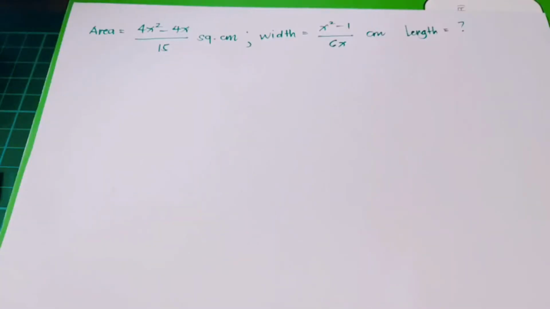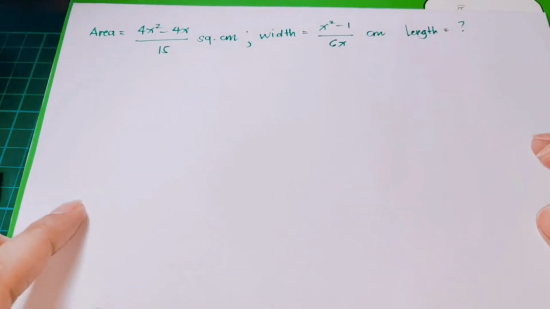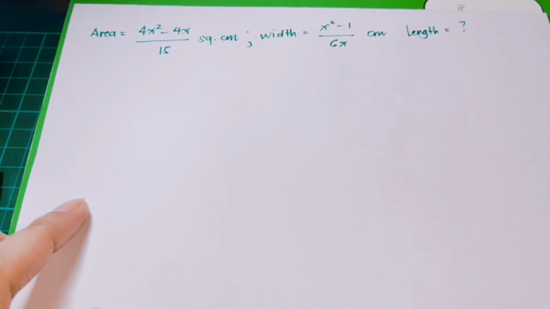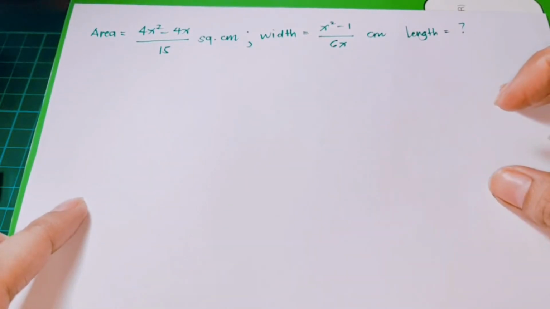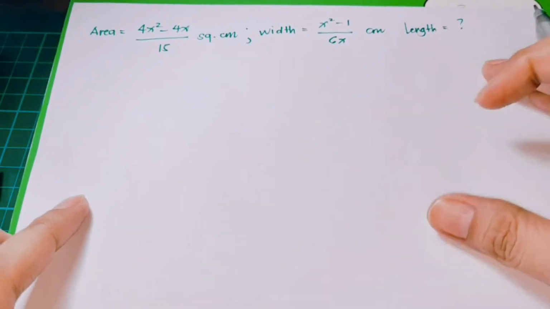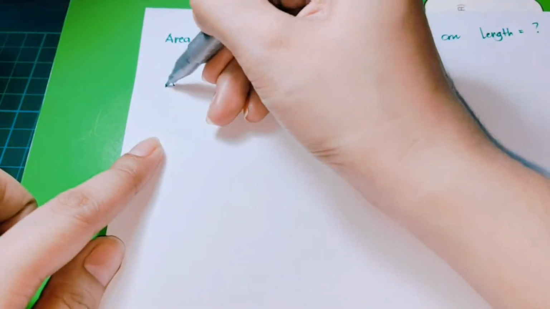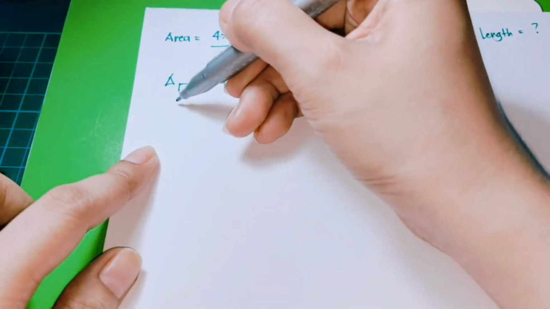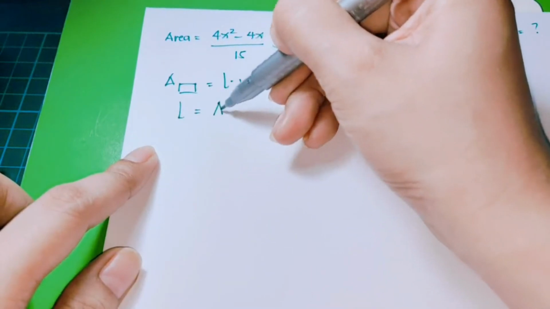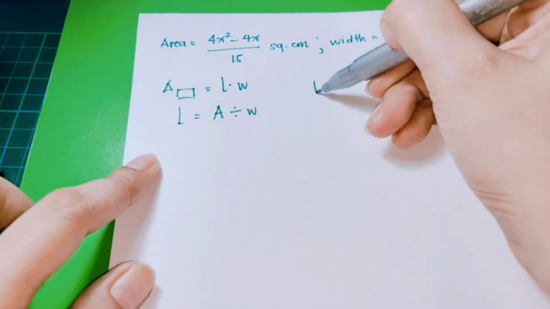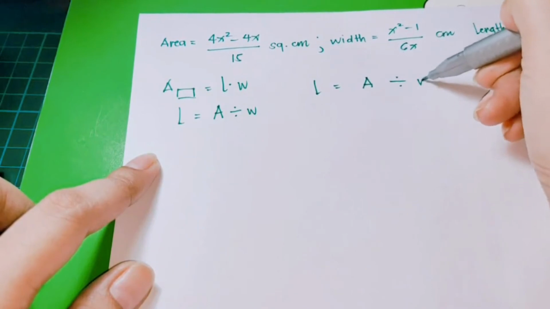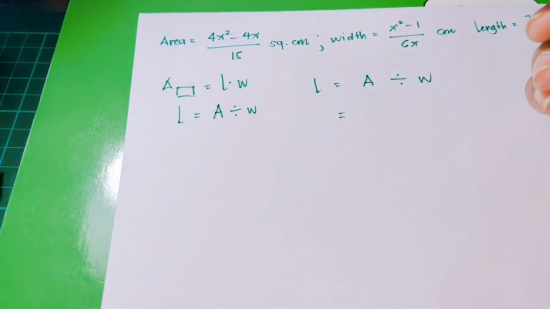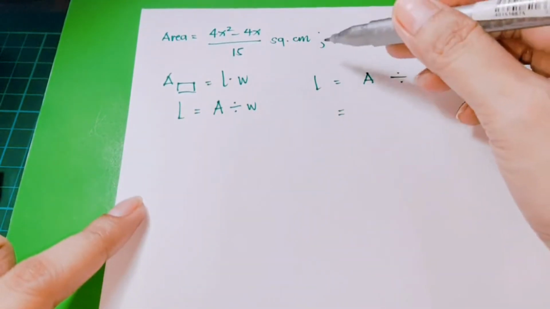So, according to the given, the area is equal to 4x squared minus 4x over 15 square centimeters. And the width is equal to x squared minus 1 over 6x centimeters. We are asked to find the measurement of the length. We all know that the area of a rectangle is equal to length times width. To find the length, we need to divide the area by the width. So, length is equal to area divided by the width. Therefore, substitute the values of the area and the width in the formula.